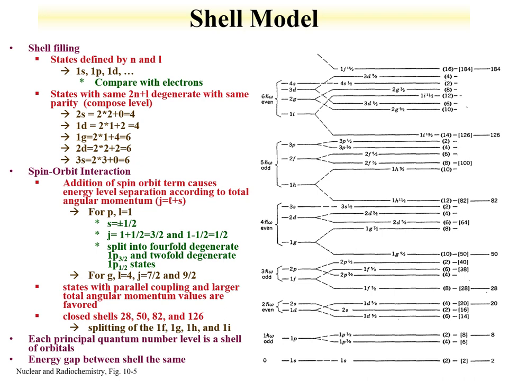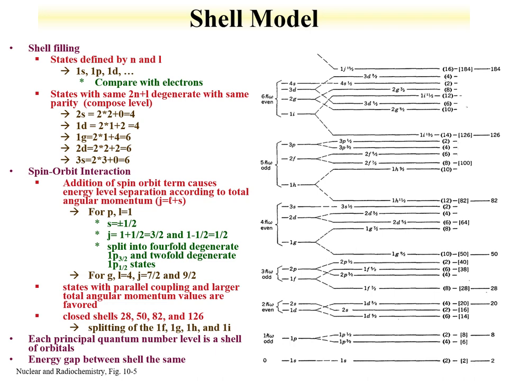The shell levels are filled based upon their relative energies, and we can define the states by two quantum numbers, N and L, N being a principal quantum number, L being angular momentum. And unlike electrons, nuclear states can have a 1p, a 1d, a 1f, a 1g. So there's a variation in behavior of the shell model with the electron model. When we look at these states, we know that there are some states which are degenerate, so we can group some energy levels together.